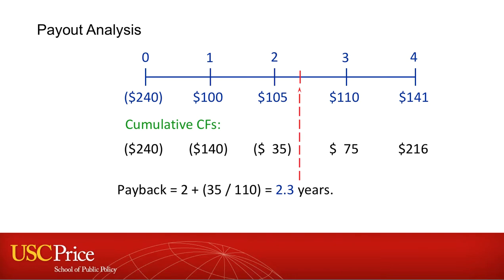In year 1, we recoup $100, leaving an additional $140 to recoup. In year 2, we earn another $105, leaving us with only $35 to recoup in year 3. The question is, how far into the third year will we have to go before we recoup the $35? We know that the investment earns $110 over the course of the third year. So to find the answer, we divide 35 by 110, which gives us 0.32. We round that to 0.3 and then add the 2 years and see that payout occurs in 2.3 years.